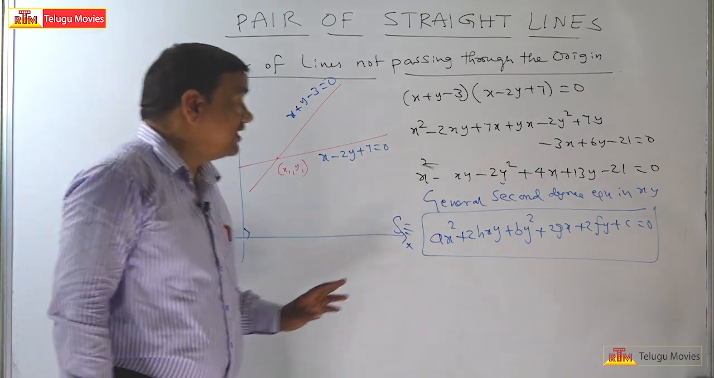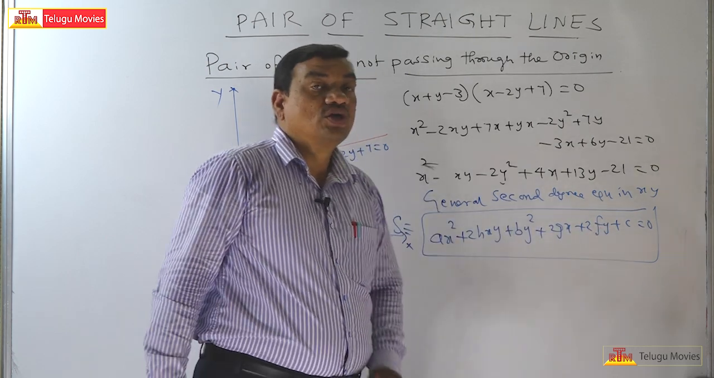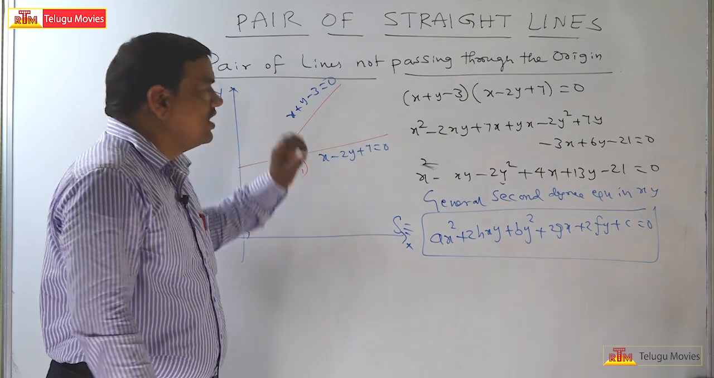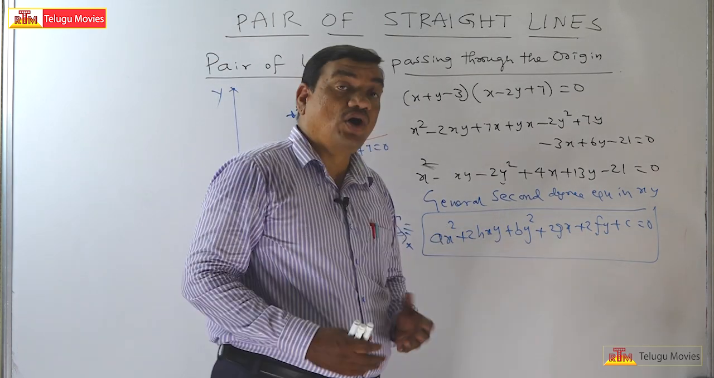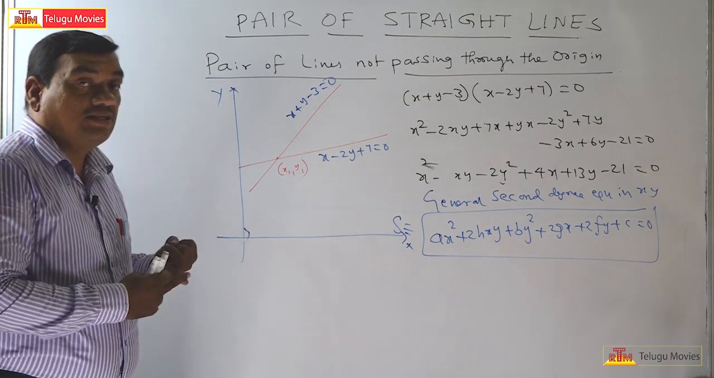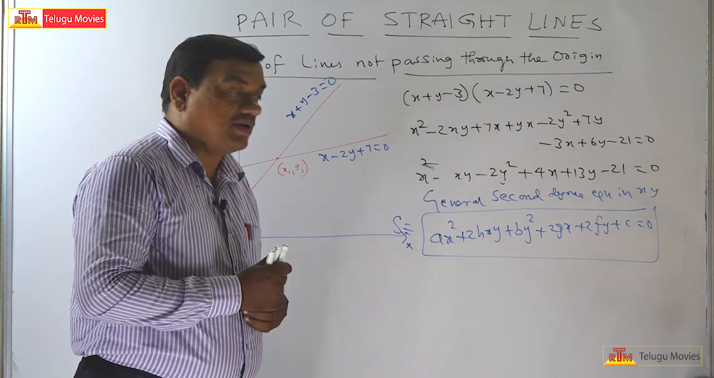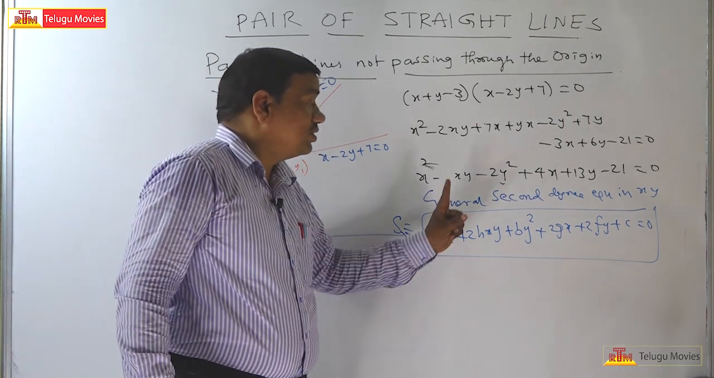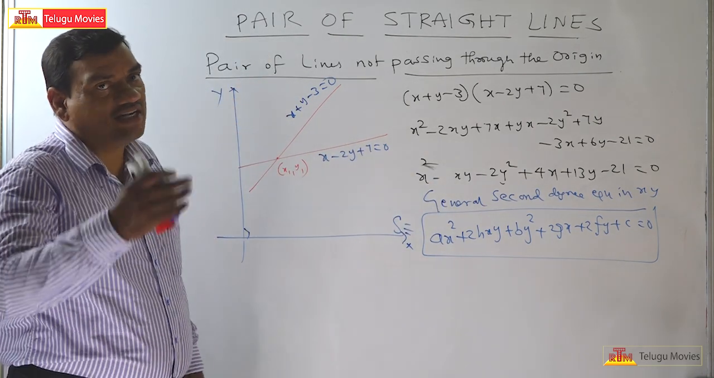But there are certain conditions on a, h, b, g, f, c, which are real numbers. Not all second degree equations represent a pair of lines. Depending upon the conditions that a, h, b, g, f, c follow, they sometimes represent a pair of lines and sometimes an ellipse, a hyperbola, and so on. Now, what are the conditions for this second degree equation to represent a pair of lines? Let us see that.